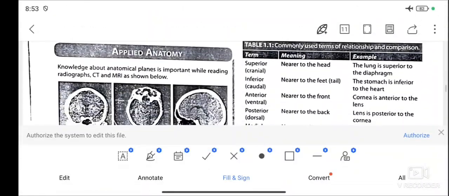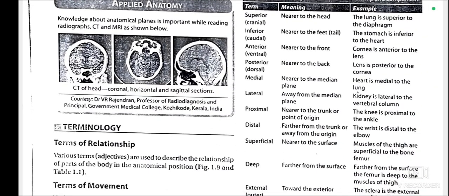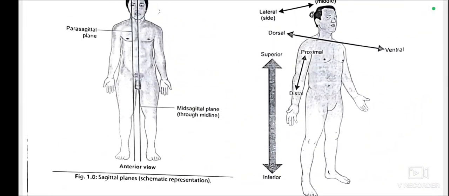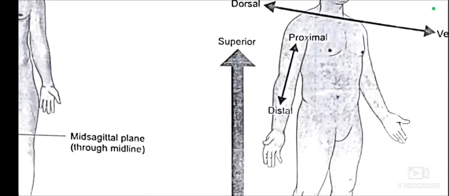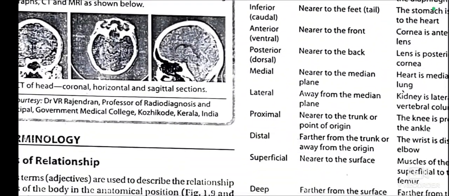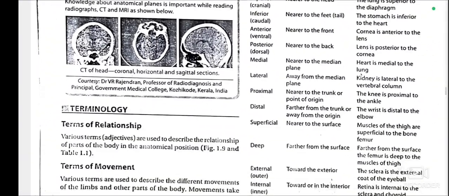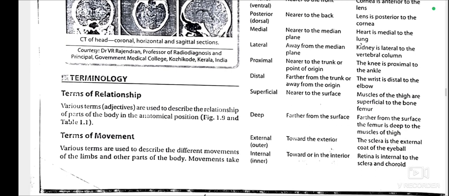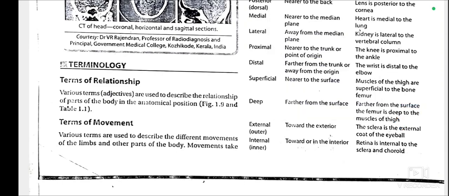Okay, next is proximal. Near to the trunk or point of the origin. This is proximal, and distal is downward toward the wrist. Distal, and superficial, near to the surface. And the next is deep. Deep means further from the surface. You can see examples here, you can learn.